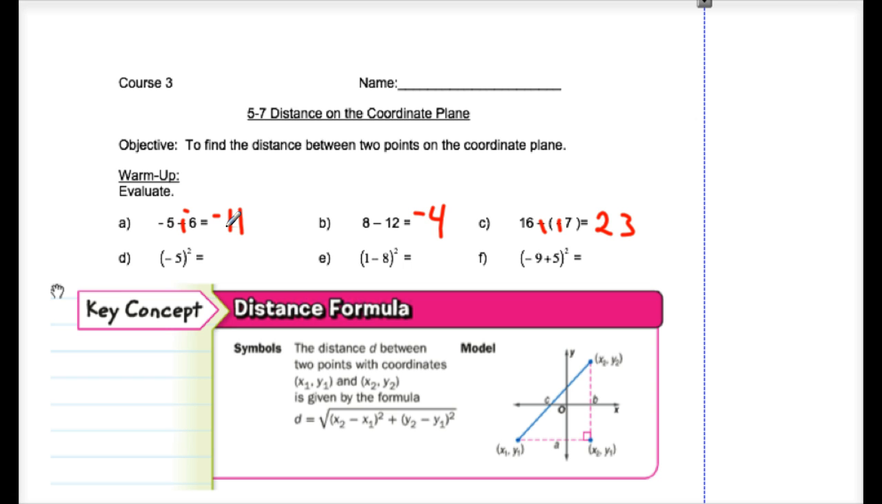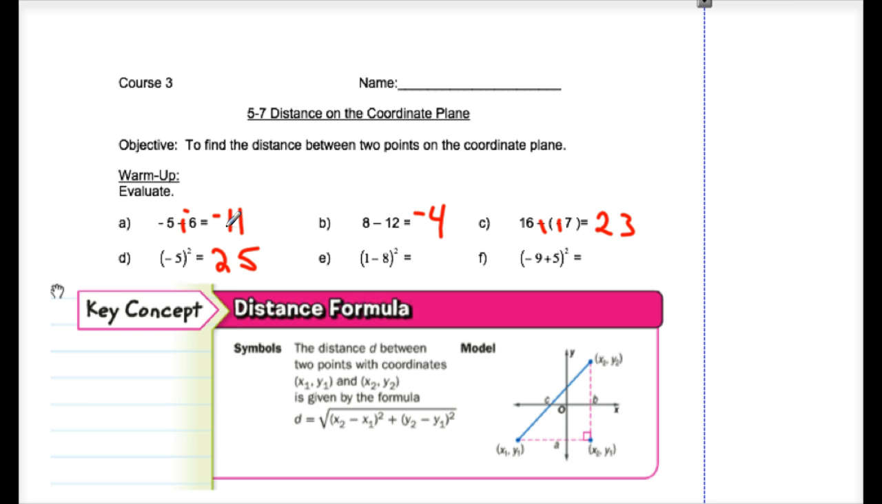Harrison. 25. Positive or negative? Positive. Correctamundo. How'd you know it was going to be positive? Because the negative times the negative is a positive. Great explanation as well. It means negative 5 times negative 5. Now, on E, do inside the parentheses first, order of operations, and then square that number. Make sure you keep parentheses around it.